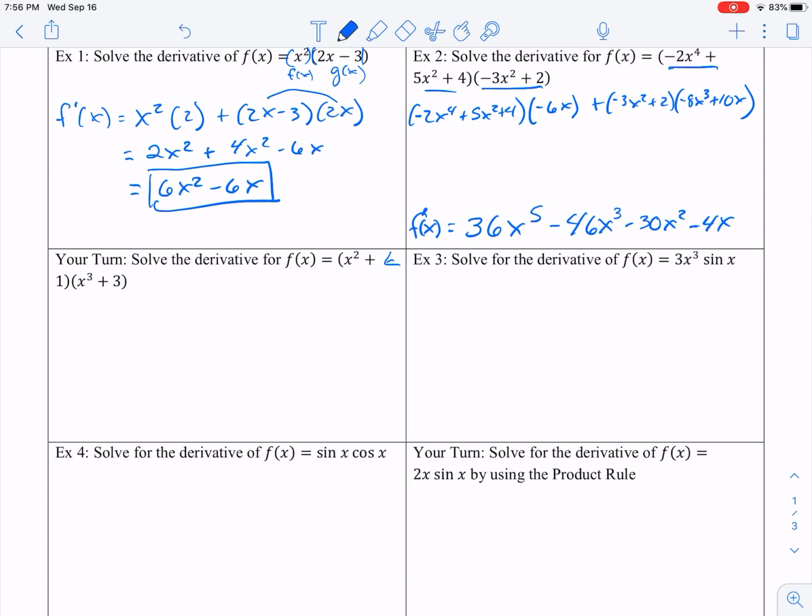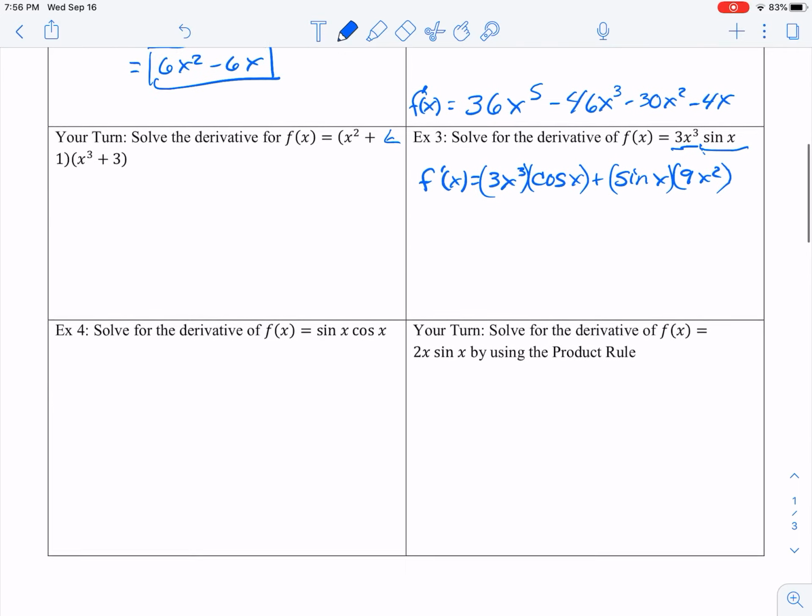Solve the derivative. Here's a function times a trig function. Same thing though. The derivative, the first, times the derivative of the second, plus the second, times the derivative of the first. You'll notice I'm using the power rule. So we've got the power rule, now we have the product rule. Okay?